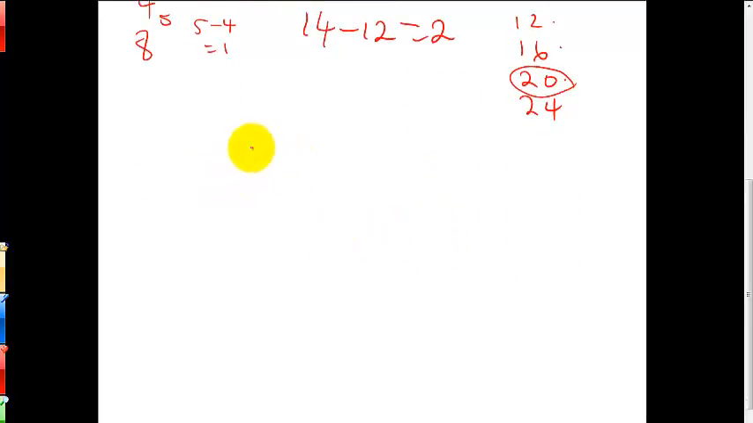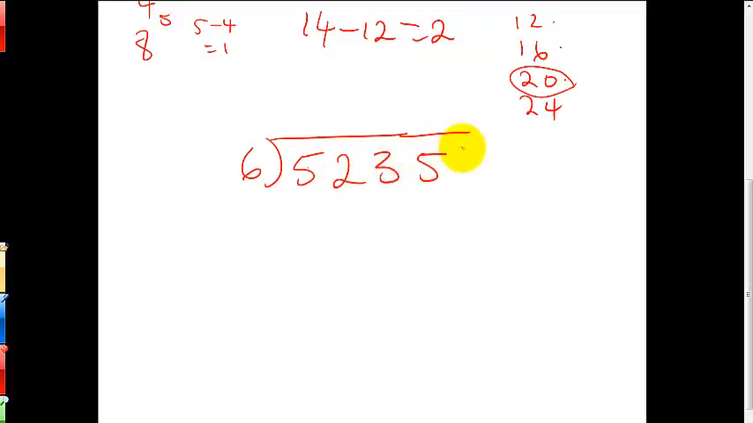Okay? Let's go even harder this time. Let's go with our 6 times tables, and let's do a number that won't go in nicely. So 52,356. Okay, how many times does 6 go into 5? 6 does not go into 5, because our first number for the 6 times table is 6. 6 does not go into 5, so you write a 0. You cross it out, and you carry the 5 over.